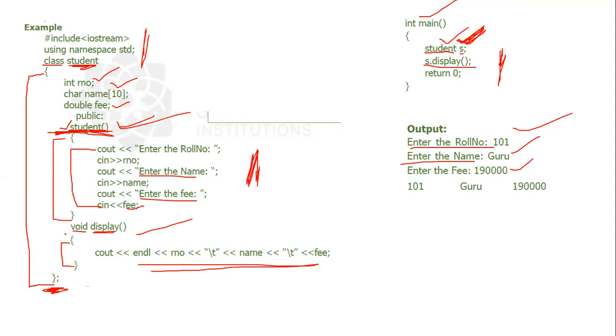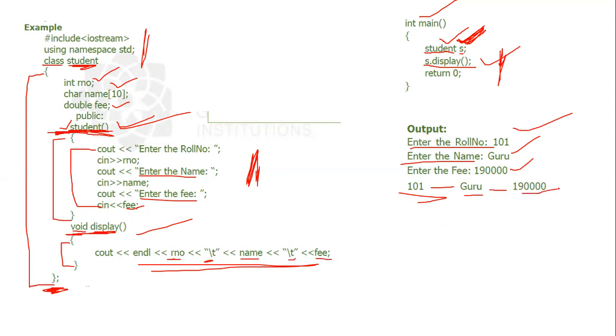Now this is not constructor, right? This is a normal member function. How are we accessing a member function? Object name dot member name. So S is the object name, dot member name is display. Again, it goes to call here and it prints cout endl. Next line it comes and it prints roll number. And next slash t is tab space. And next name, what's the name I have given? Guru. It prints. And next again slash t is tab space. And next fee, what's the value of fee? Some integer value I have assigned. That value is printed here.